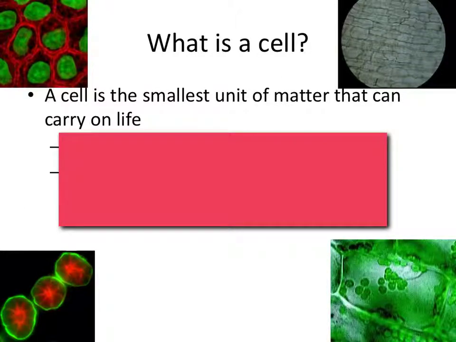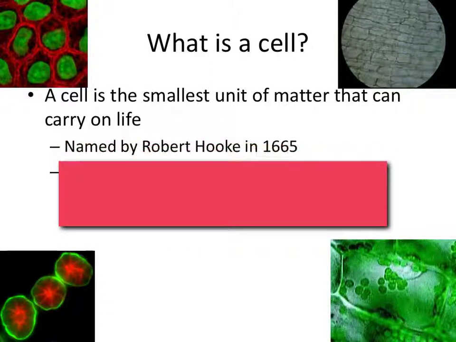So what is a cell? A cell is the smallest unit of matter that can carry on life. So like I said just a second ago, there are parts of the cells that are smaller, or things within a cell, but they are not individually alive themselves. They can help carry on life, but they aren't actually alive. Cells were first discovered by Robert Hooke in 1665.